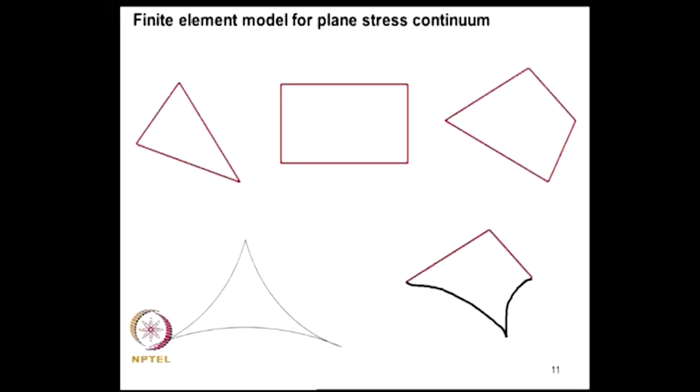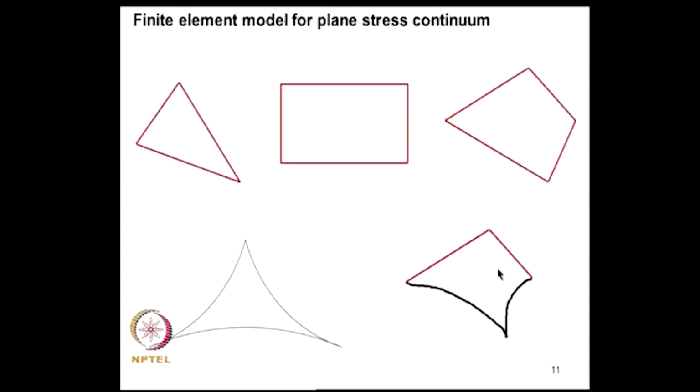So, we will consider the finite element model for plane stress continuum. In the discussion of beams, all the structural elements were modeled as line elements, therefore, there were no questions about the geometry of the element. But when it comes to 2 dimensional elements, one needs to consider the geometry of the element also. So, we can have a triangular element, a rectangular element, a quadrilateral element, or a triangular element with curved boundaries, or a quadrilateral element with curved boundaries.